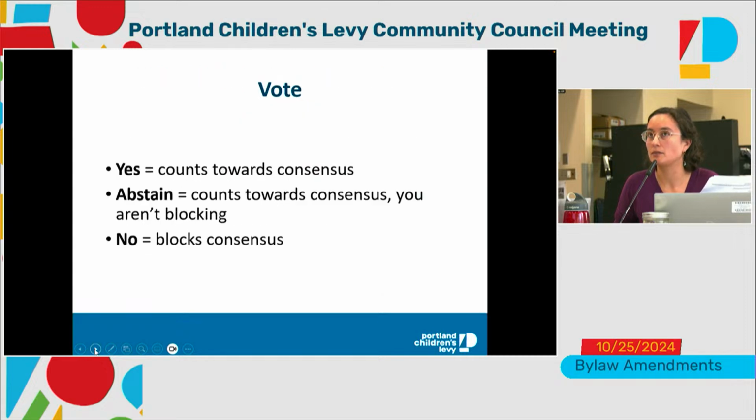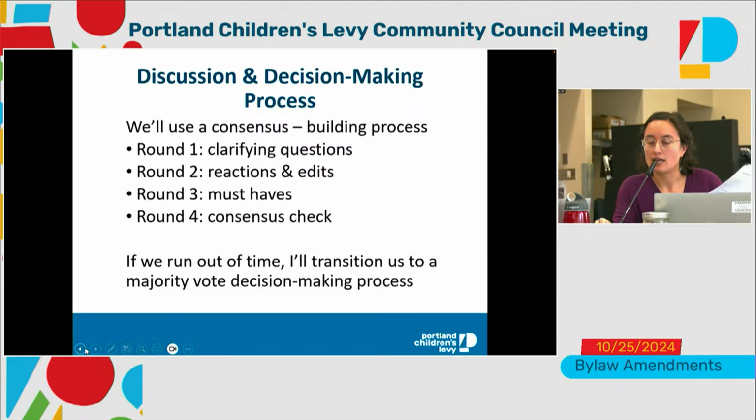Meg, can you go to the next slide? When we get there, a yes vote will count towards consensus, an abstain will still count towards consensus and won't be a block, and a no would be a block. Go ahead and go back, Meg, to the previous slide. Okay, does anyone have any clarifying questions about the proposed amendments to the attendance bylaws? Deanne? Yes.